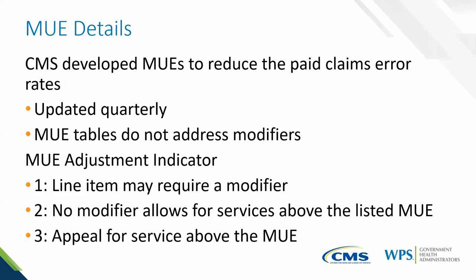Use the narrative function either on a paper claim or your electronic claim to let Medicare know that that's why you have split this into two lines. And then when you appeal that, you'll need to provide information as to why it's medically necessary for you to have performed additional units above what the MUE is actually listing.